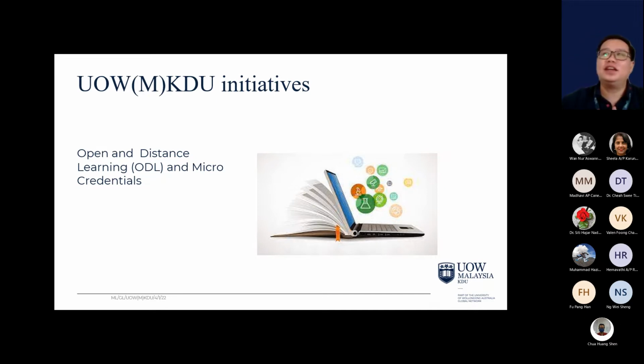The next part here is the one which is more theoretical. This one, I extracted quite a lot of the information here from MQA documents, government documents, and so on, because I do not want to go against those kind of documents. This is the UOW Malaysia KDU initiatives. What are we doing on our side to counter the demands, to adapt to the demands of transformative learning or the changing nature of students and employers?